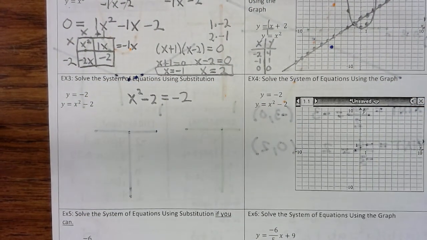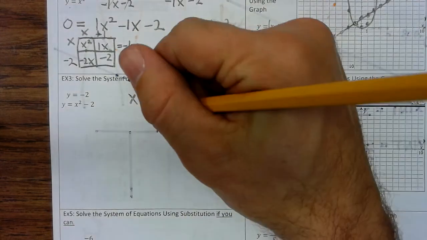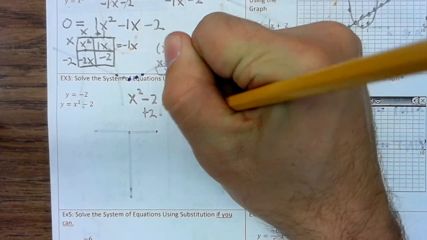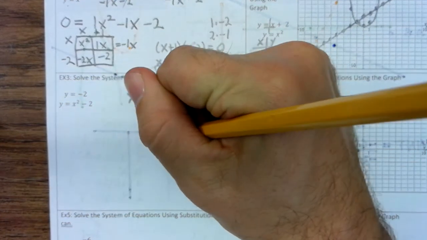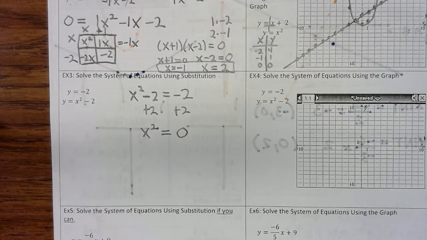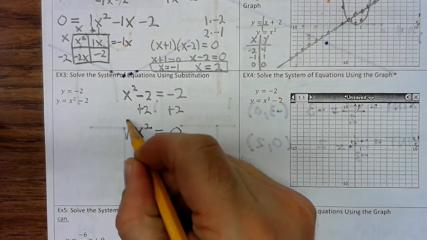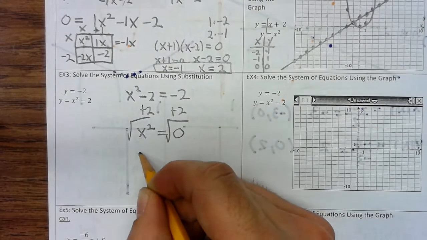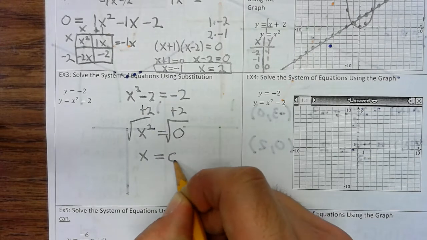In this case, since we have just an x squared and a number, we can probably just solve. So we're going to add 2 to both sides. You get x squared equals 0. Take the square root of both sides. So then x equals 0.